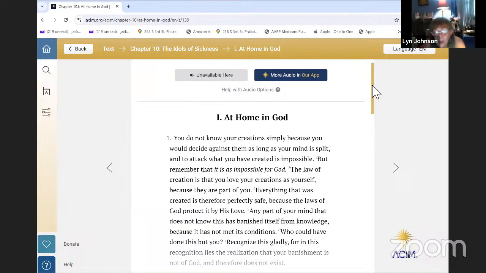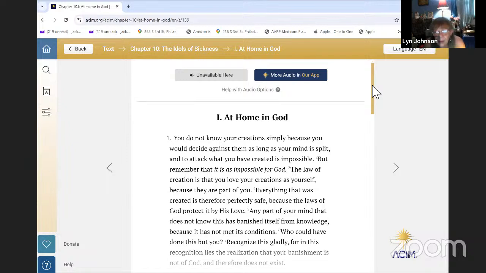You do not know your creations simply because you would decide against them as long as your mind is split. And to attack what you have created is impossible. But remember that it is as impossible for God. The law of creation is that you love your creations as yourself because they are part of you.